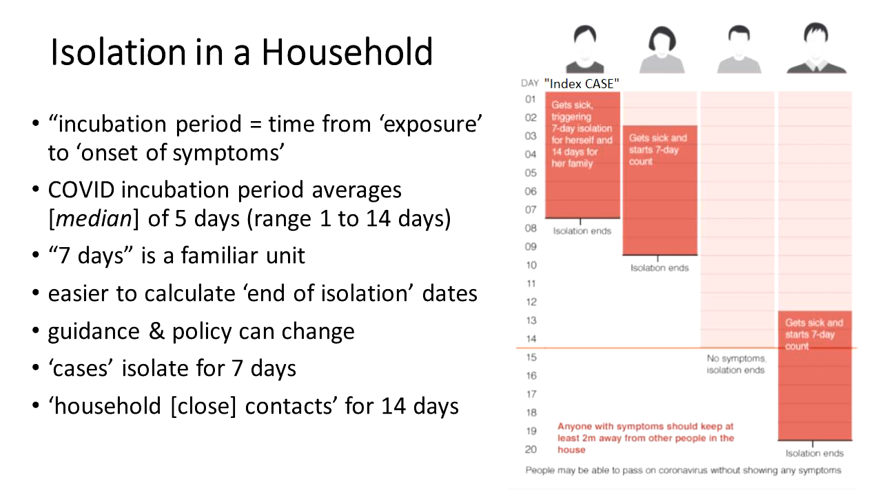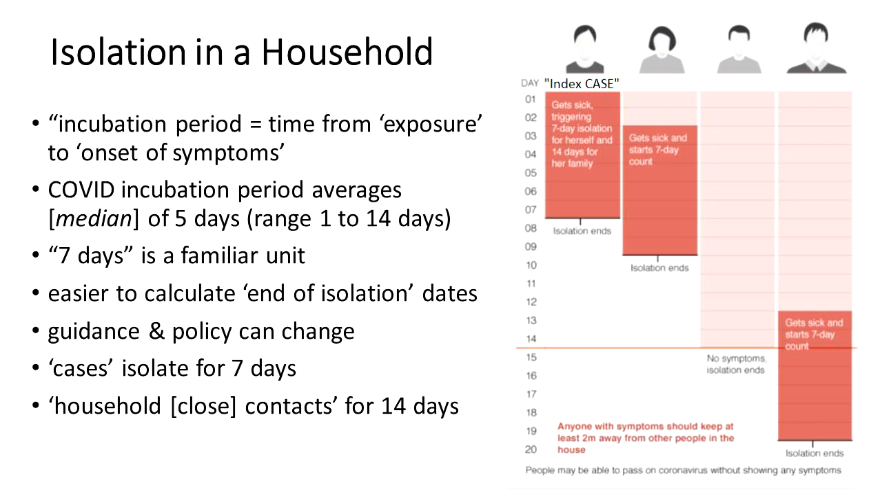So we tend to use 7 days as the unit because it's quite a familiar period of time. It makes it easy to calculate the end of isolation dates. We just need to bear in mind that guidance and policy can change, but at the moment we advise cases to self-isolate for 7 days. So a case in a household would be advised to isolate for 7 days, and the household contacts, so people sharing the household, by definition they're going to be within 2 meters for more than 15 minutes with the case. They're close contacts, they're advised to isolate for 14 days.